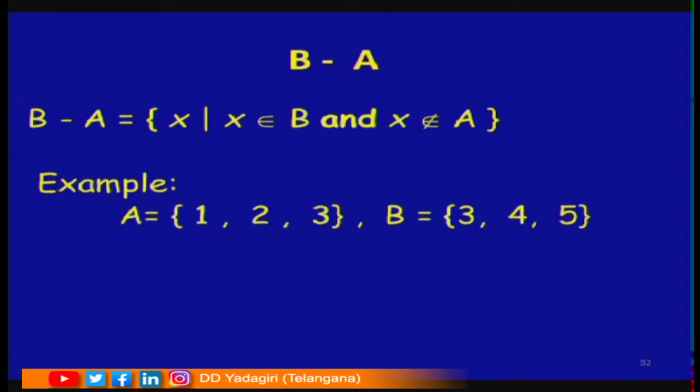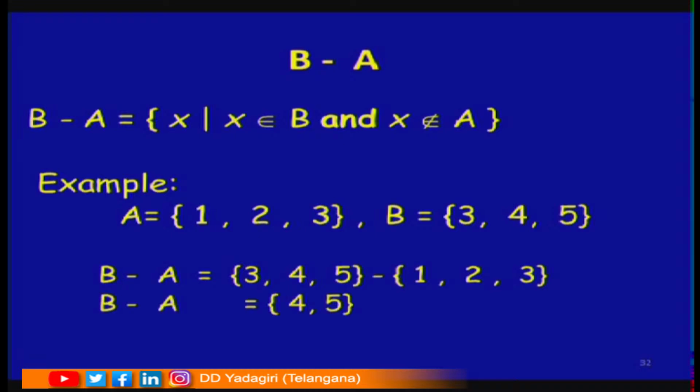For example, A is the set {1, 2, 3} and B is the set {3, 4, 5}. B minus A: you take B, remove the common element, then what will be the remaining elements? 4, 5. Very simple.